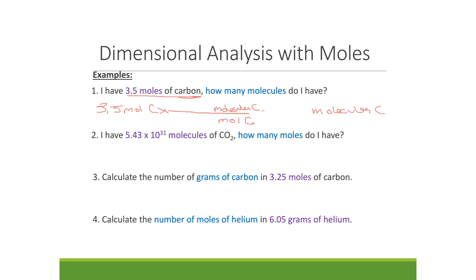So now I have to ask myself, do I have a conversion factor to get from molecules to mole? And it might feel right away like you don't. But remember, Avogadro's number, 6.02 times 10 to the 23rd particles per mole. And that word particles can refer to whatever you're counting, which in this case is molecules. So I know how many molecules there are in a mole. There are 6.02 times 10 to the 23rd. So 6.02 times 10 to the 23rd molecules per 1 mole.